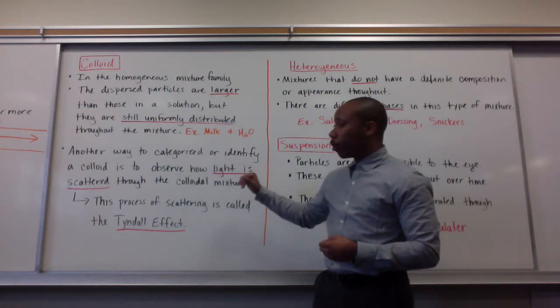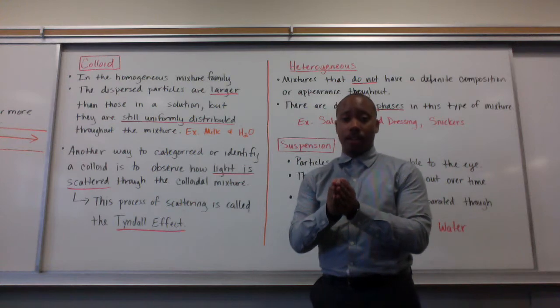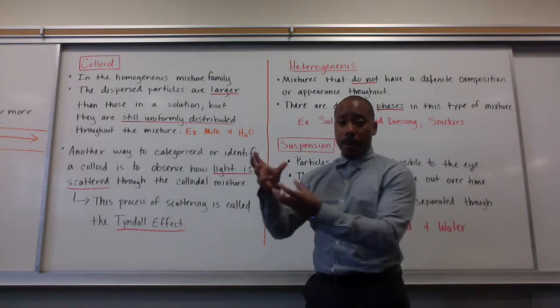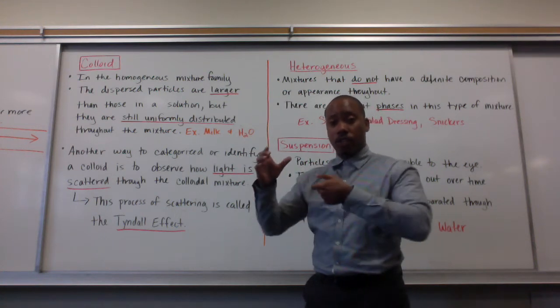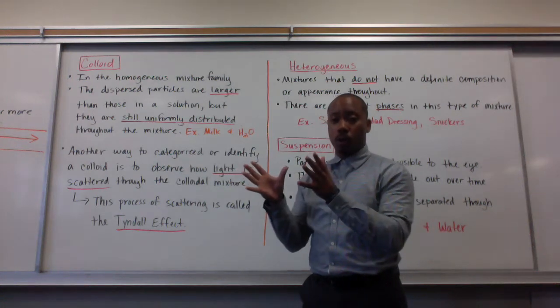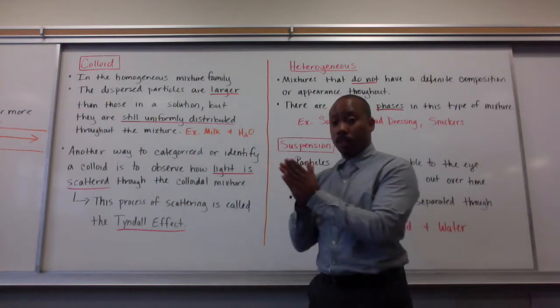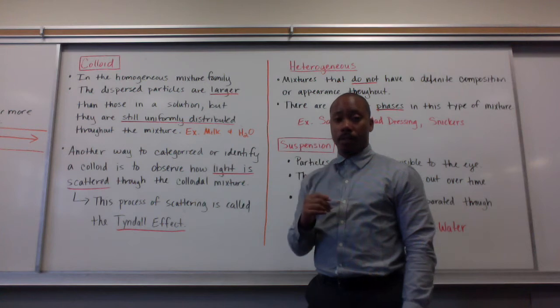We can identify colloids by observing how much light is scattered through that colloidal mixture. So if I were to take that milk and water mixture, if I physically made it, and shined a light through it, the light would scatter through the colloid, meaning it wouldn't pass straight through as a beam of light. It would scatter everywhere, and we wouldn't see it pass right through that mixture.